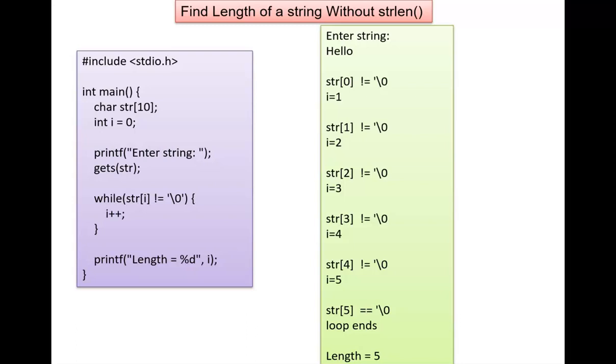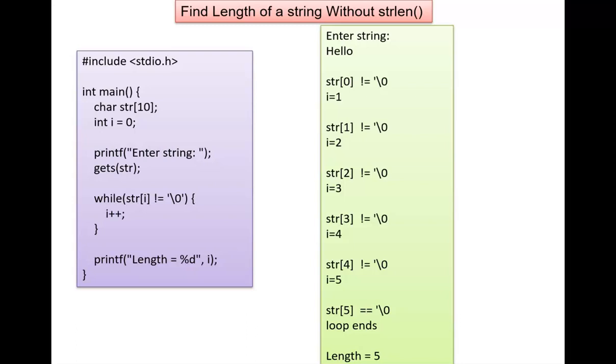Str of 0 is not equal to null. Yes, so i gets incremented by 1. Again, str of 1 is not equal to null. Str of 0 is h, str of 1 is e. i becomes 2. Str of 2, which is l, is again not equal to null.